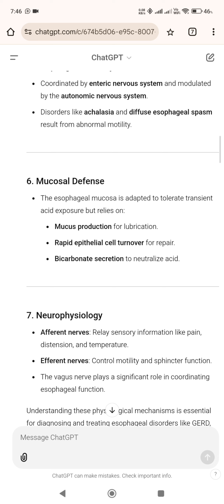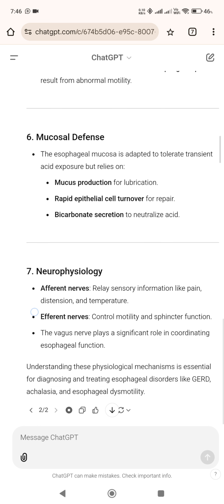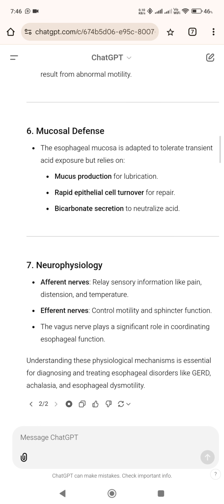6. Mucosal defense. The esophageal mucosa is adapted to tolerate transient acid exposure, but relies on mucus production for lubrication, rapid epithelial cell turnover for repair, and bicarbonate secretion to neutralize acid.